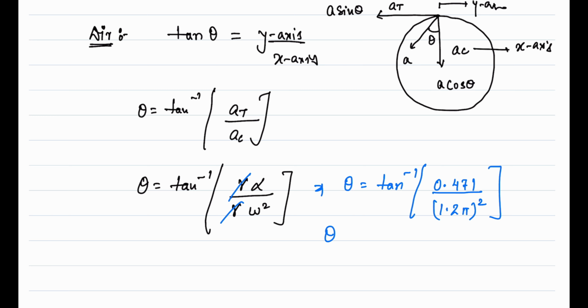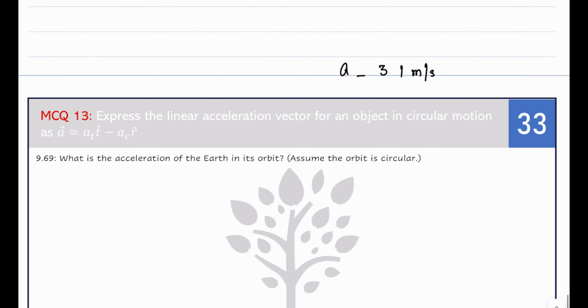Okay, now guys, just put all these values in your calculator fast. Theta equals 1.899 degree. So this is your answer. Guys, clear? Now you understand how to solve such kind of questions and how to solve the direction, how to solve the magnitude, each and everything. Okay, now move to the next question.